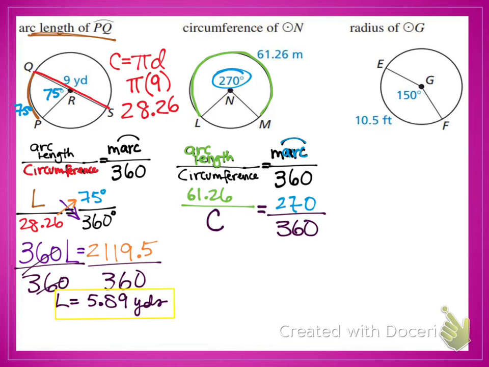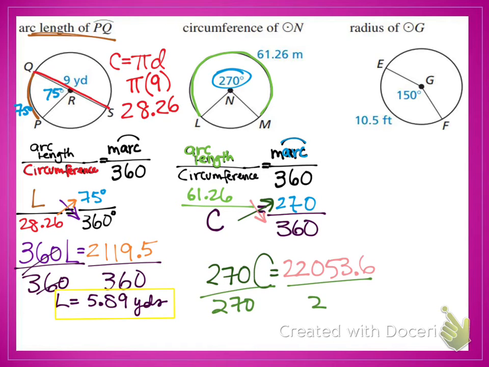So let's figure it out. We're finding the circumference. Cross multiply. 270C equals, what is 61.26 times 360? 22,053.6. Okay. Divide by 270. 81.68. And then it would be meters.